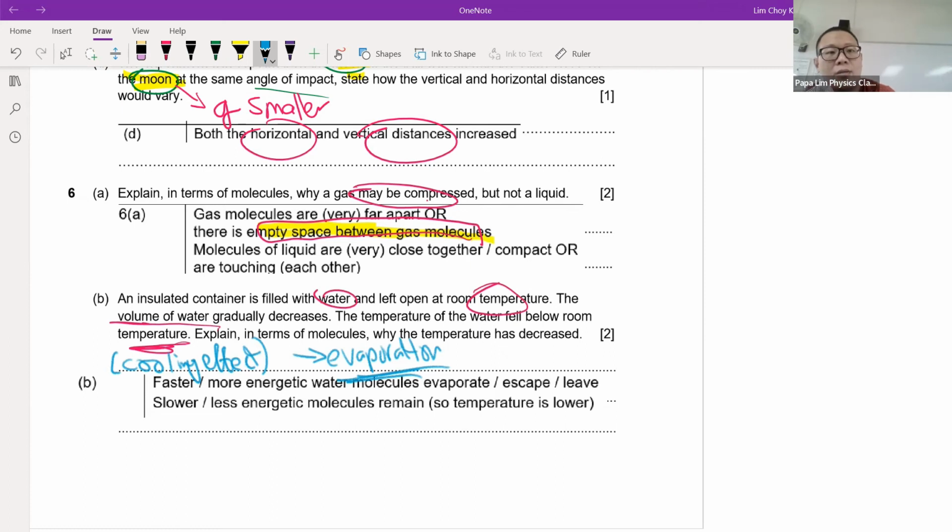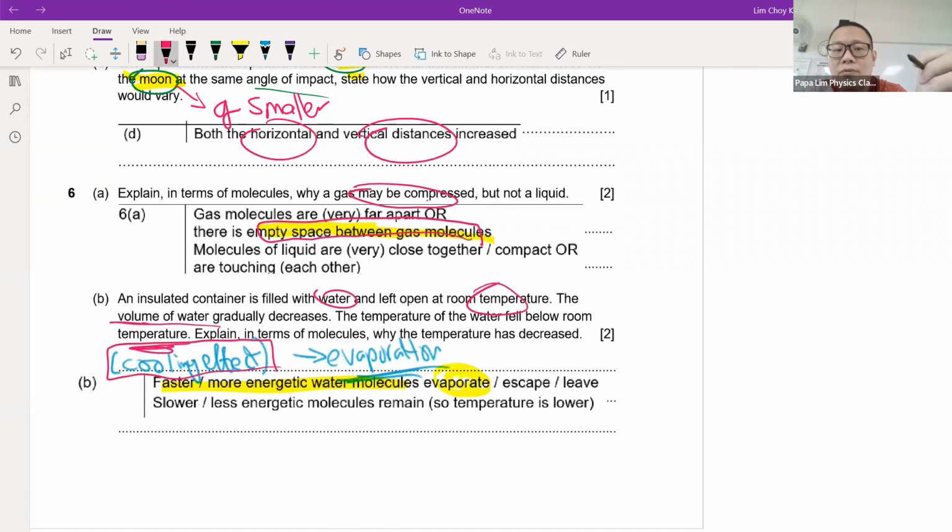Okay, so what we need students to tell the marker is that there are more energetic water molecules, and the keyword is to evaporate, or leave the surface. And what happened to the cooling effect? There is a cooling component here, so you need to explain how the cooling is brought about by the evaporation.